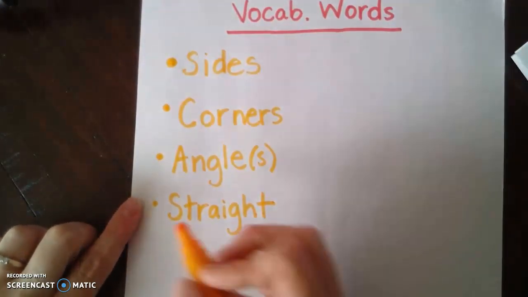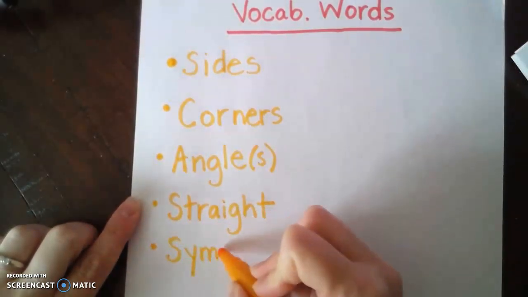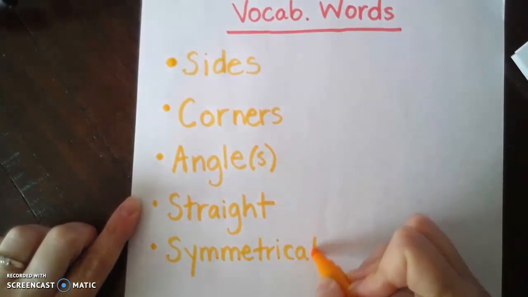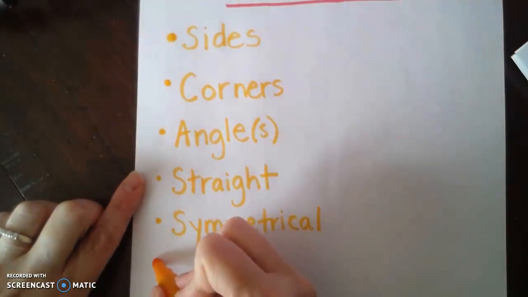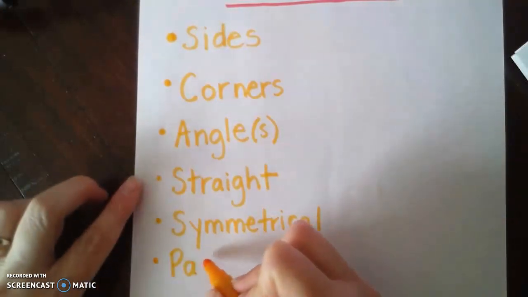Any more words? Oh, yes, you're right, friends. Symmetrical. When you talk about lines of symmetry, you can fold it in half. It's the same. And what other line things am I talking about? I know. Parallel. You knew it.